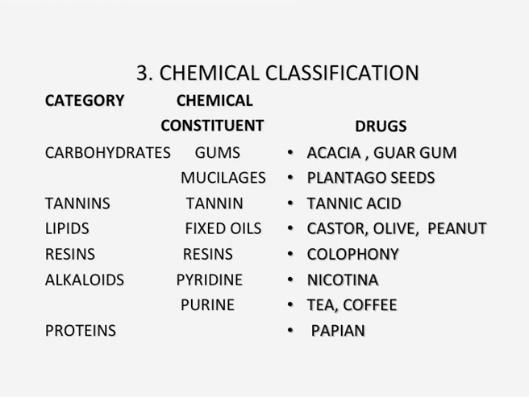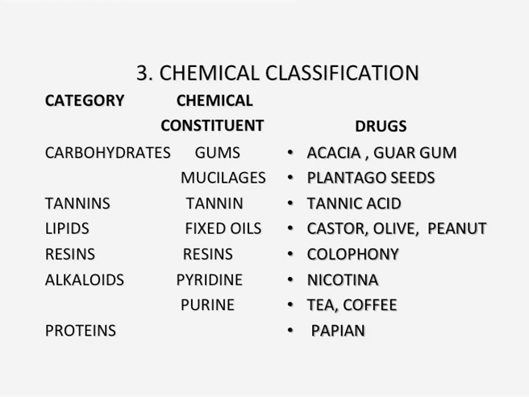The third classification is the chemical classification. The chemical compounds present in the plant are used for the classification. This classification is called a chemical classification. For example, tannins. Tannins are present in Cassia auriculata, Cassia tora and Cassia fistula.